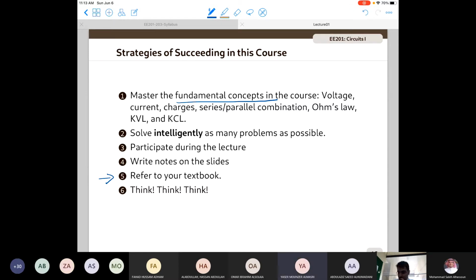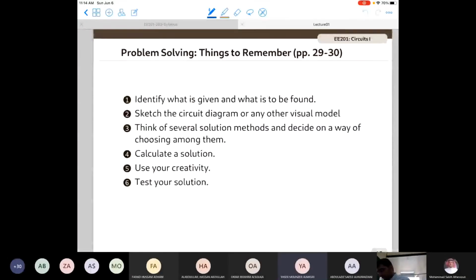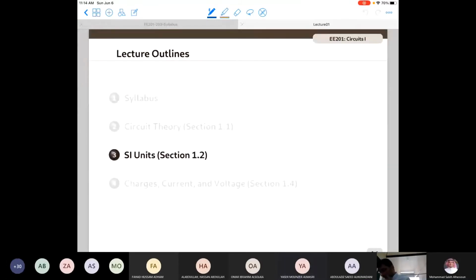Will there be a recitation class or like a class to solve problems, or will we solve problems at the end of each class? We're going to solve problems during the class. There will be practice problems, and from time to time I might have like a session for problem solving. Okay, thank you. Good.